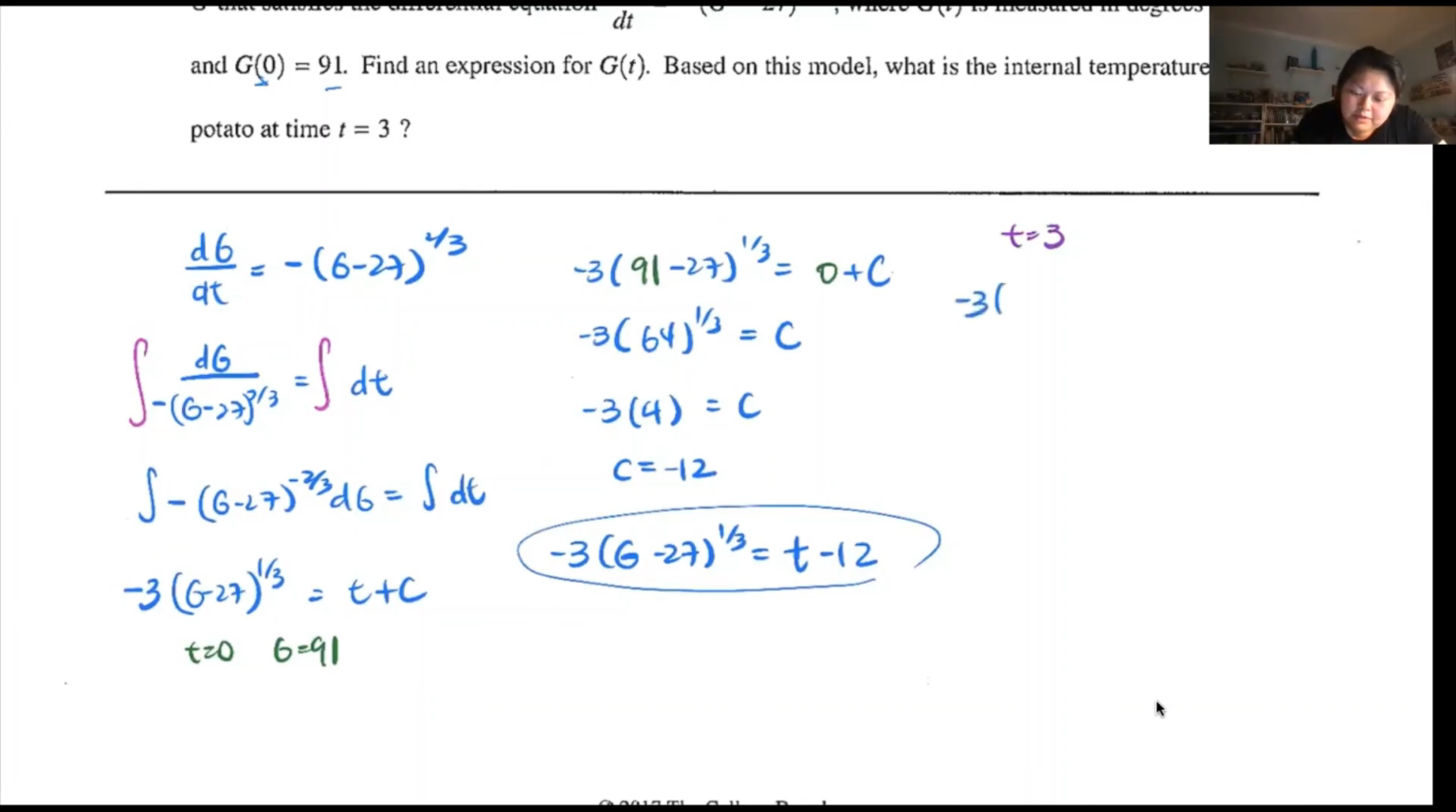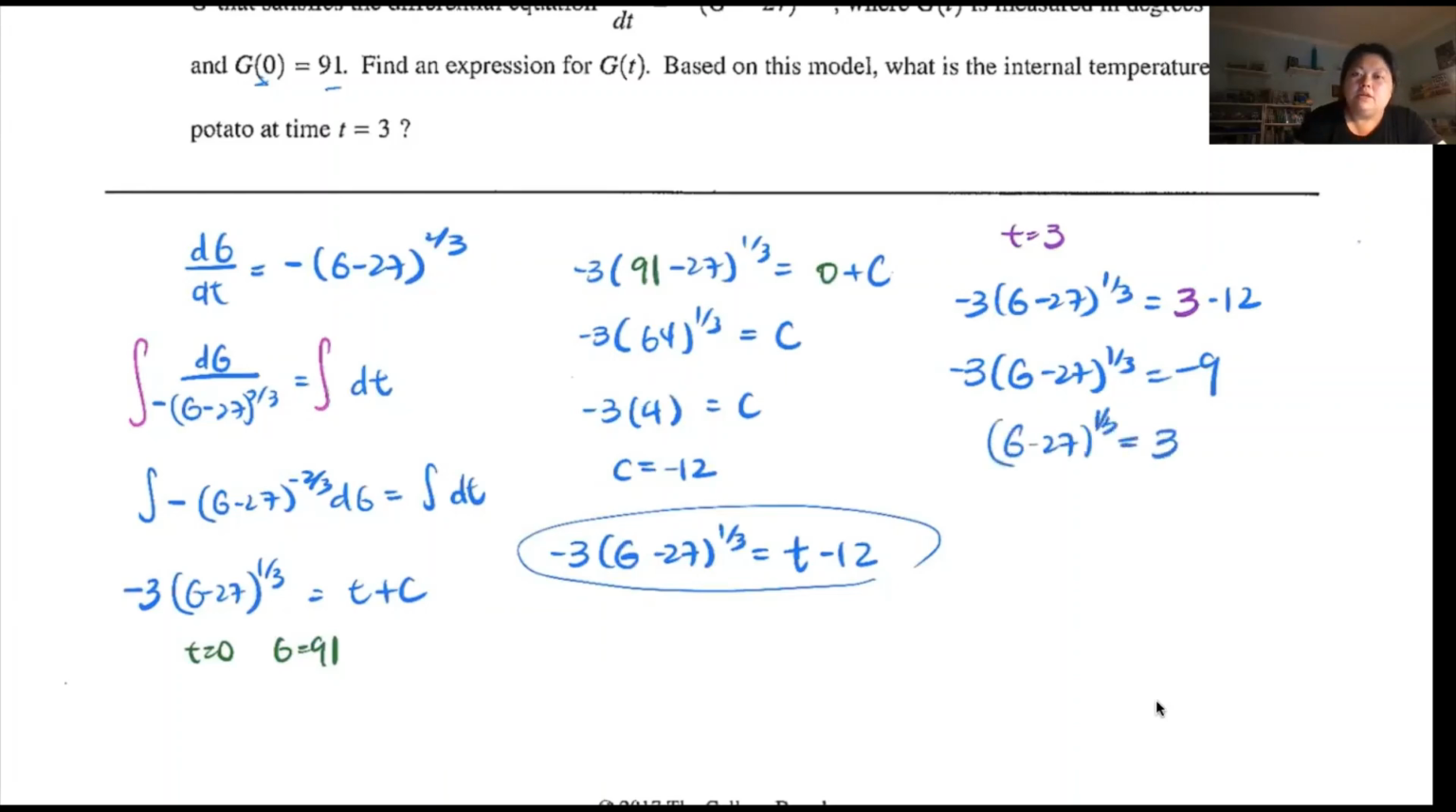So negative 3 times (g minus 27) to the 1/3 equals 3 minus 12, right? So negative 3 times (g minus 27) to the 1/3 equals negative 9. Divide by negative 3 on both sides. (g minus 27) to the 1/3 equals 3. Now cube both sides. So g minus 27 equals 27, right? So then you will get g equals 54. So the internal temperature at t equals 3 is 54 degrees Celsius. Okay, that's it, guys.